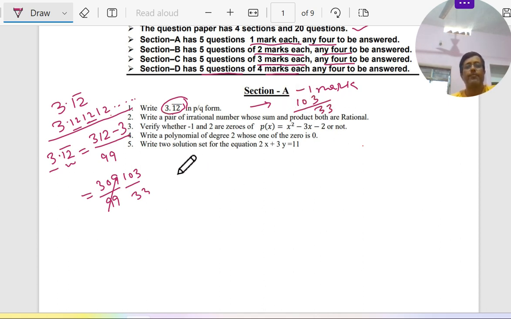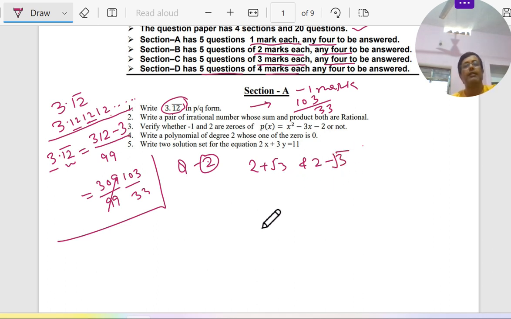This was question number 1. Now we go for question number 2. In question number 2, it is written: write a pair of irrational numbers whose sum and product both are rational. So whichever numbers you take, the rational part will be with the plus or minus sign, and the irrational part stays the same. So we can take 2 plus root 3 and 2 minus root 3. If you take the sum, it will be 4. If you take the product, you will get 1.